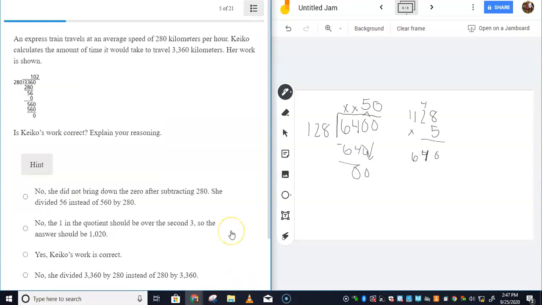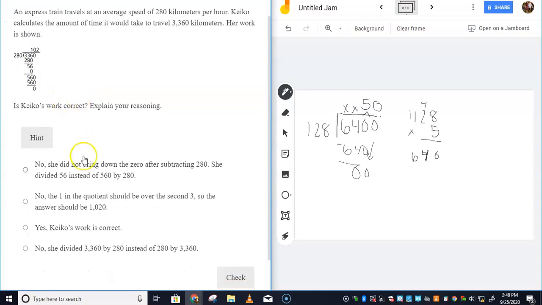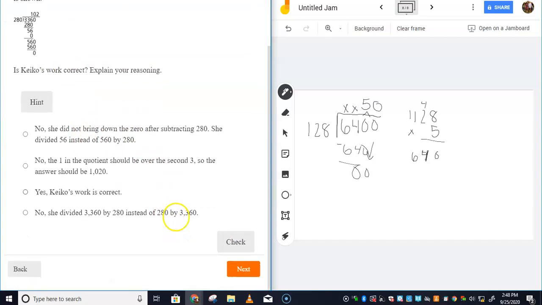Next. So, an express train travels at an average speed of 280 kilometers per hour. Kiko calculates the amount of time it would take to travel 3,360 kilometers. Her work is shown. And we're going to see if her work is correct. So, she forgot to do something. She forgot to bring down the 0 after subtracting 280. So right here, she forgot to bring the 0 down and put it next to her 560. So the quotient should really be 12, not 102.